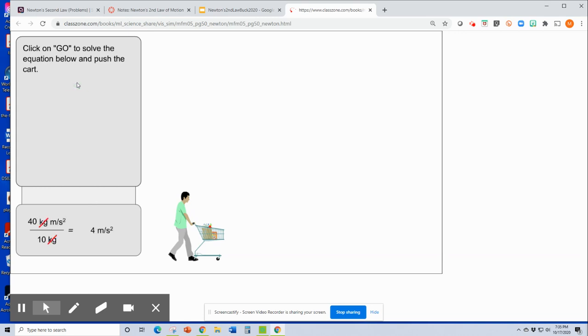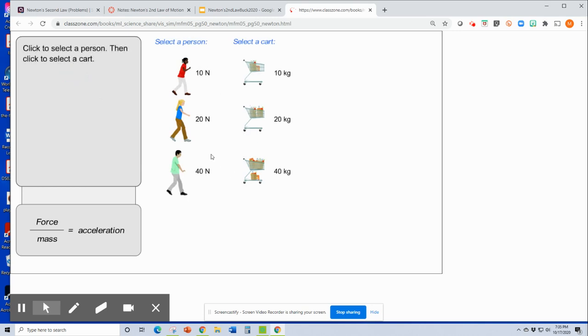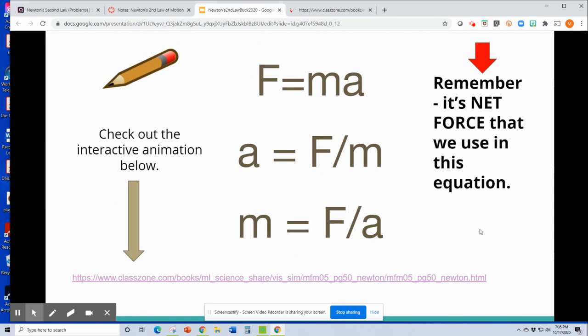I'm going to solve the equation. Whoa! Did you see that? Yeah, baby. All right. So you can mess with this a little bit, but basically we know that this is giving us one of the variations of the equation. The force on an object divided by the mass of the object tells us something about the object's acceleration. I like that. Okay.